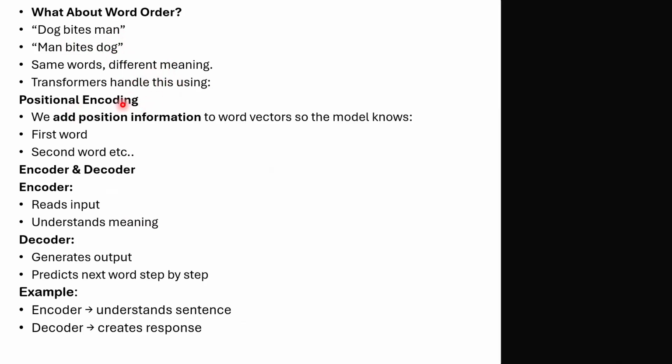Let's learn about positional encoding. We add positional information to the word vectors, so the model knows what to give the first word, what to give the next word, then the third word, etc. So, encoder and decoder. Encoder is nothing but it reads an input and understands its meaning. Decoder generates an output and predicts the next word step by step. For example, the encoder understands a sentence and the decoder creates a response.